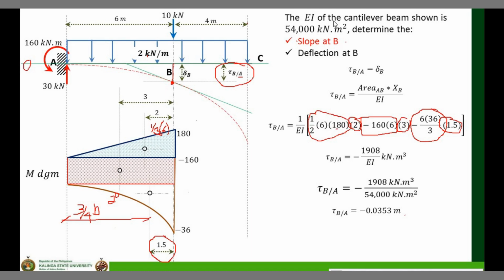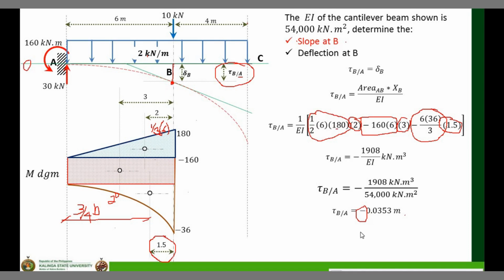Again, the negative sign tells us the deviation is below the original beam. So it turned out from our computation that this is negative, which means t_B/A is below the original beam, as you can see in the diagram. Now, if in your free body diagram you drew the deflection above and still got a negative value, then your illustration is wrong. Okay?